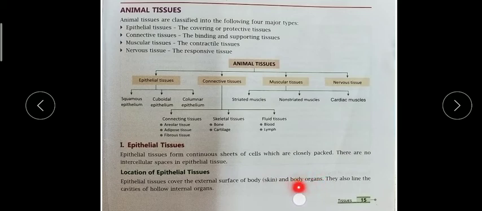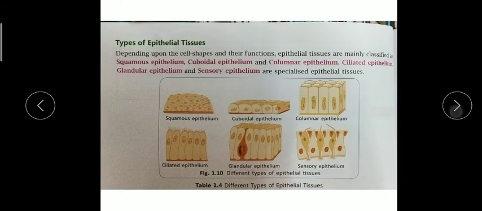And the inner lining is also made up of epithelial tissue. They also line the cavities of hollow internal organs. So I have explained this to you in detail. Depending upon the cell shape and their function, they are of 6 types. You can see in figure 1.4.